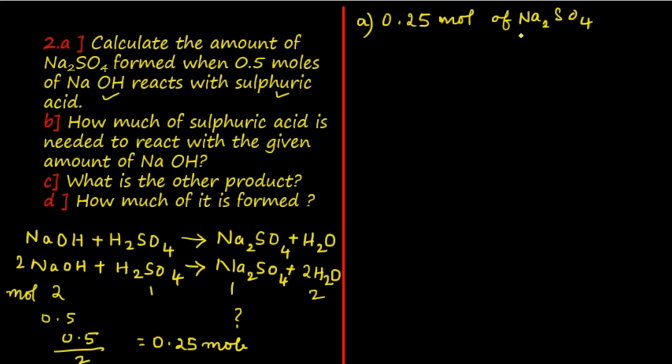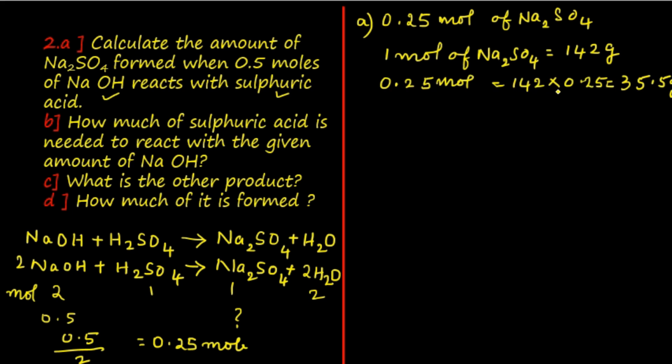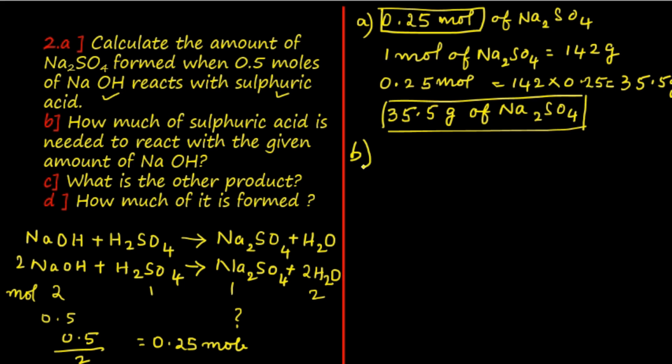This mole can be given in grams. How do we do that? 1 mole of sodium sulfate is equal to 142 gram. 0.25 mole will be equal to 142 into 0.25. That will be equal to 35.5 grams. So if we give the answer in grams, the answer will be 35.5 grams of sodium sulfate. So that is section A.